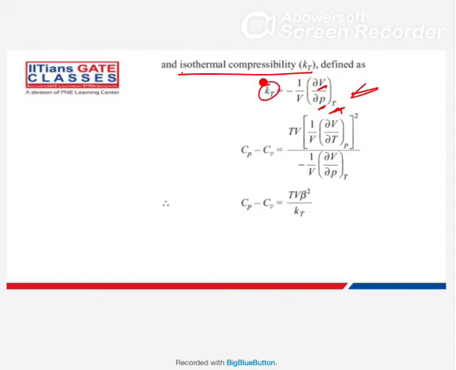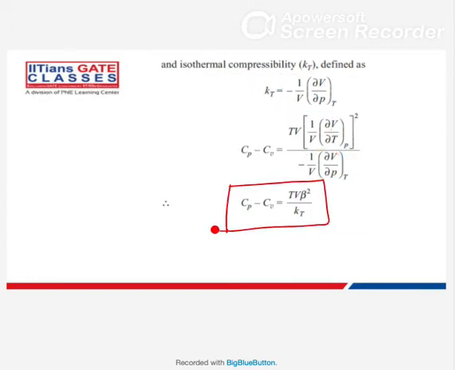So we know this property as beta, and we can replace this with kT. Then you can have one more relation: Cp minus Cv equals T V beta squared by kT. So you know Cp minus Cv equals R, or you can calculate Cp minus Cv if you know the beta and kT values, as T V beta squared by kT. This particular relation you can remember; the derivation is not required.